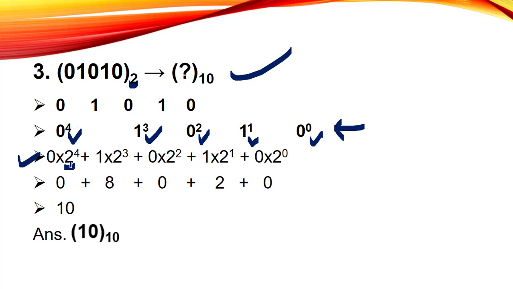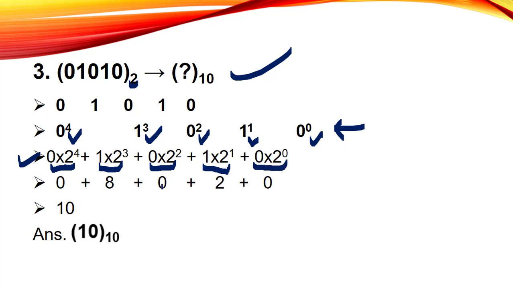After multiplying this number with our base, we have to apply this place value as a power of that base. So it means it will be 0 into 2 to the power 4, then 1 into 2 to the power 3, then 0 into 2 to the power 2, then 1 multiplied by 2 to the power 1, and then 0 multiplied by 2 to the power 0.